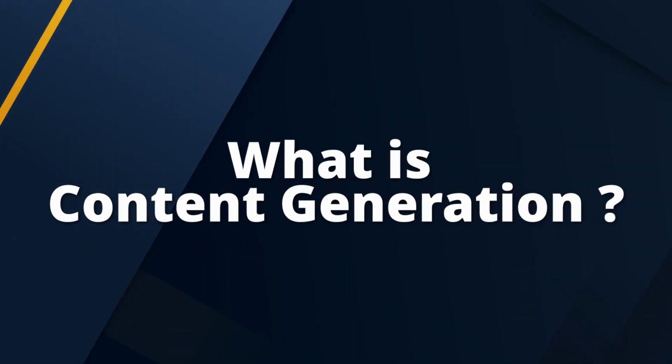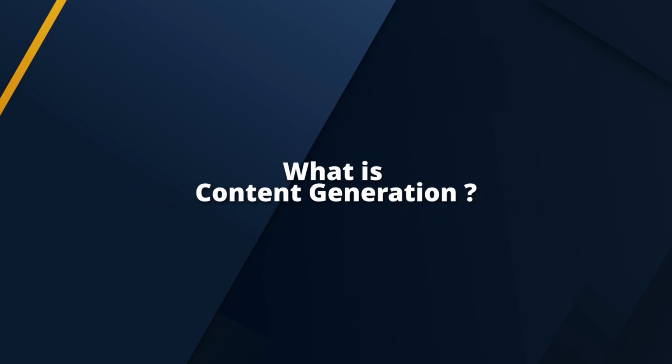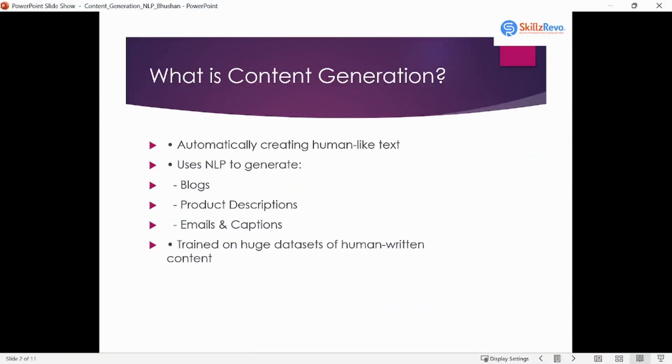Let's start with the basic question. What is content generation? Content generation is the process of automatically creating text that sounds like it was written by a human. It can be something as small as an email subject line or as large as a blog post or social media campaign. We are using AI to do a task that used to be 100% human.